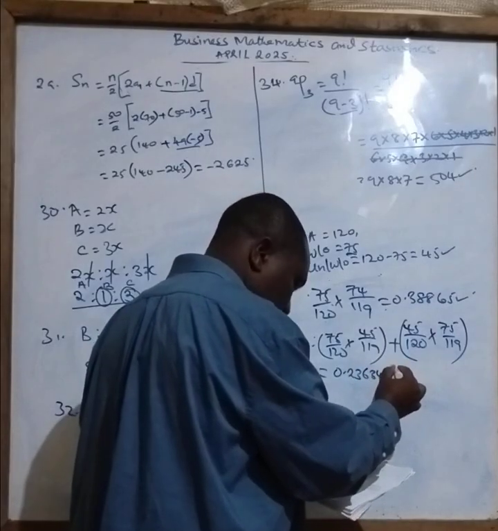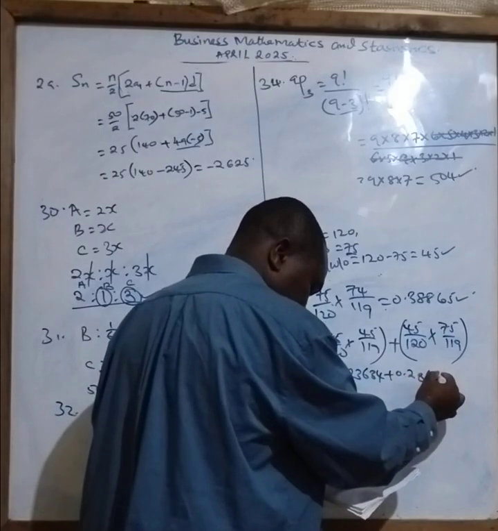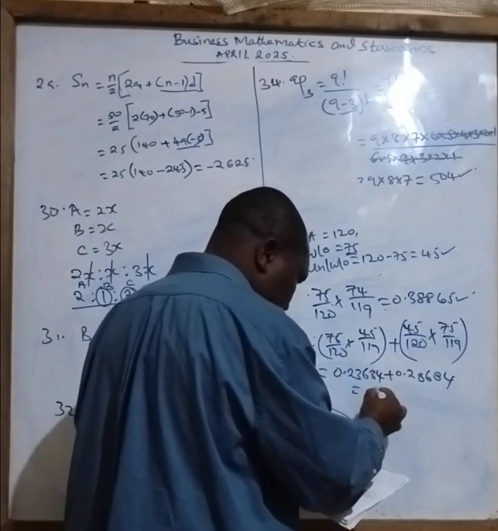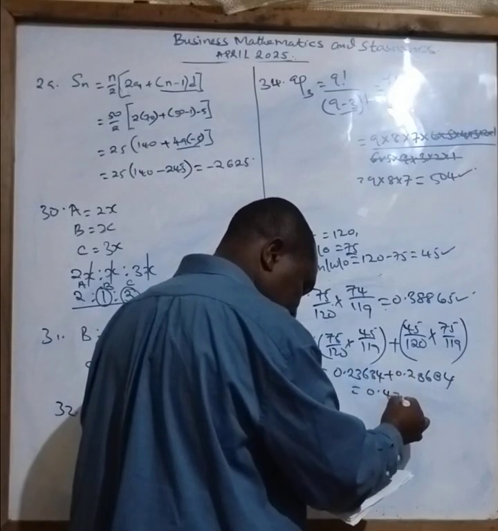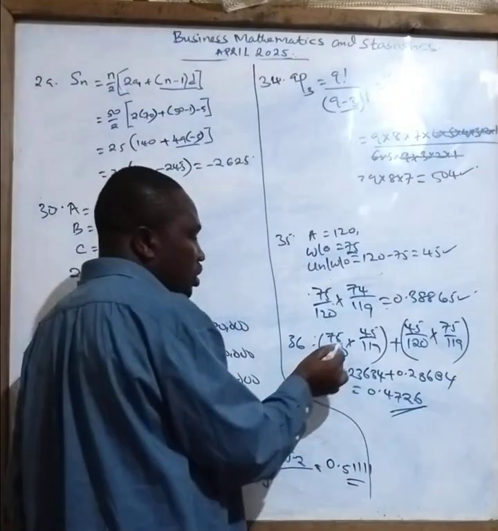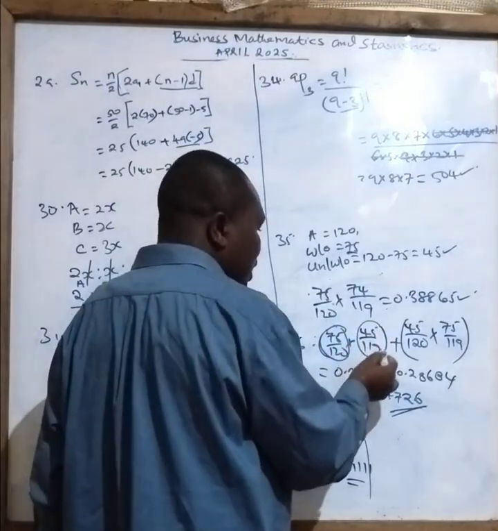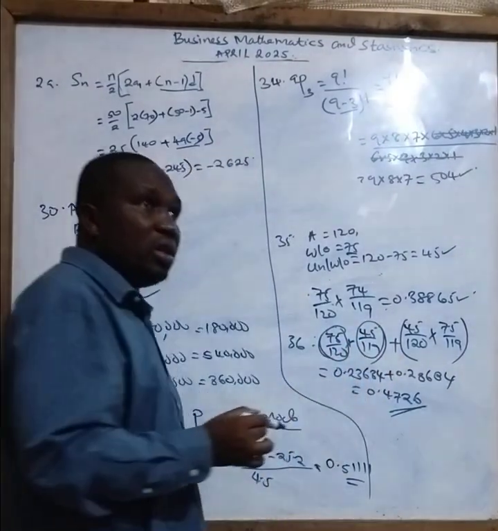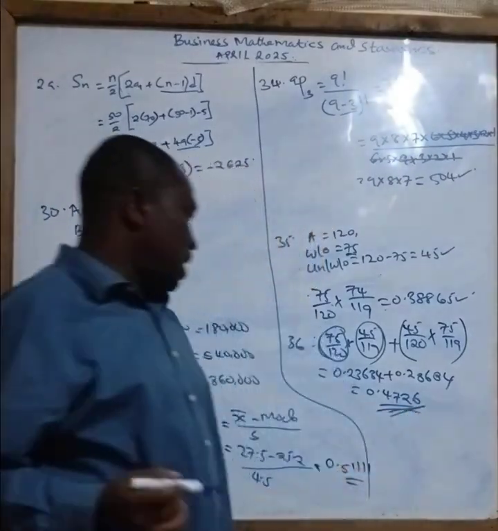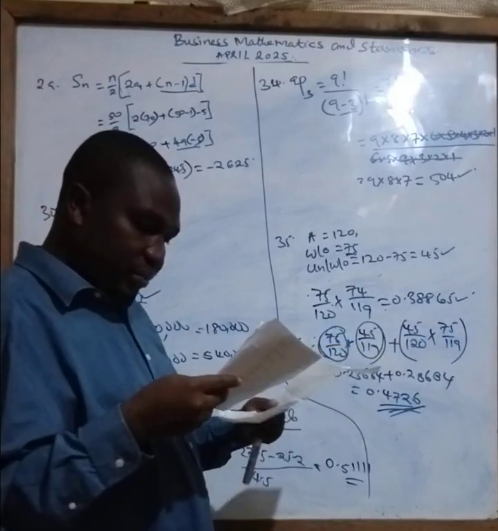0.23634 plus 0.23634, and your final answer is 0.4726. So when they say unwritten off, you take what has been written off, multiply by what is unwritten off, but 2 of them. So it will be like that. So this is how to answer this particular question. So we go to number 39.